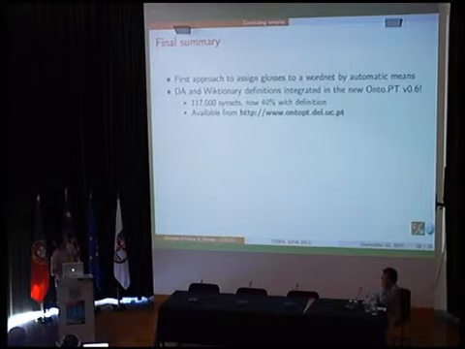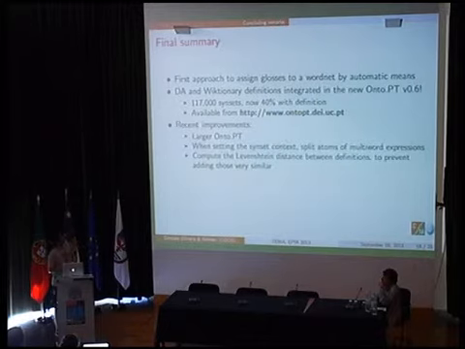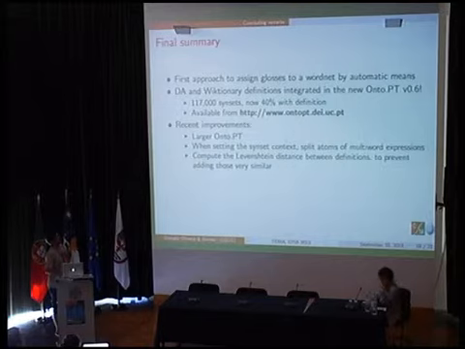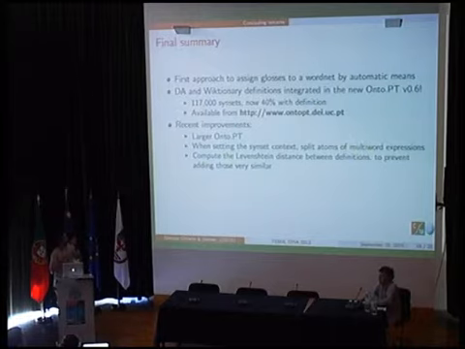Now we have more synsets, and 40% of those synsets have a definition. The main reason for this increase is that now we have a larger OnTopET. We have used the more recent version of Wiktionary, and we have used OpenWordNet, which was not being used before. So we have more context, and it's easier to find definitions.